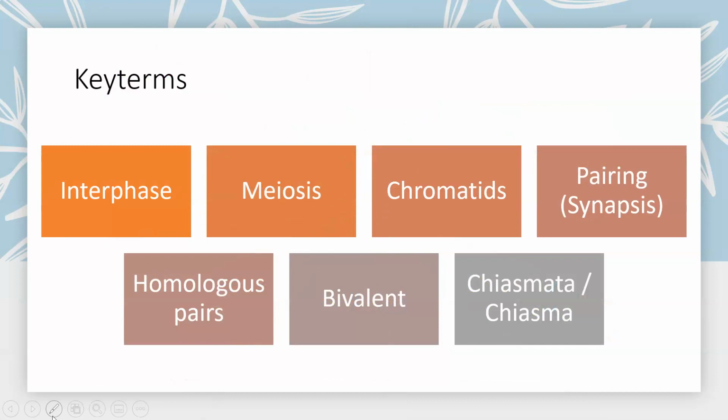All right, so lots of key terminology during this topic, and this really just builds on what you've done in topic 3 with your genetics. Okay, so those key terms: interphase, meiosis, chromatids, the pairing, okay, that's synapsis, homologous pairs, bivalent, and your chiasmata or chiasma. Okay, so a few new terms there, but most of it is just building on what you already know.